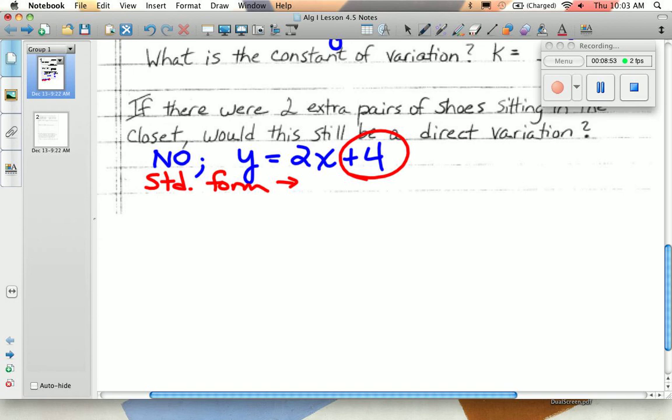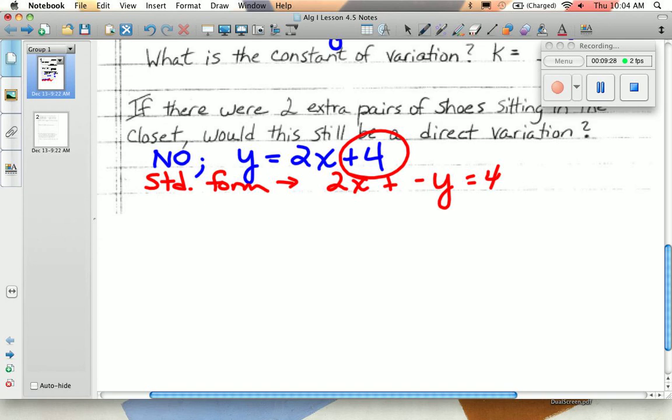X's and Y's have to be together on the same side, and the constant on the other side. So what would it look like? Any ideas? Really? You can't put this in standard form for me? What's the problem? Jacob? 2x plus negative y equals 4. Okay. Or in other words, 2x minus y equals 4, same thing, right? So now it's in standard form.